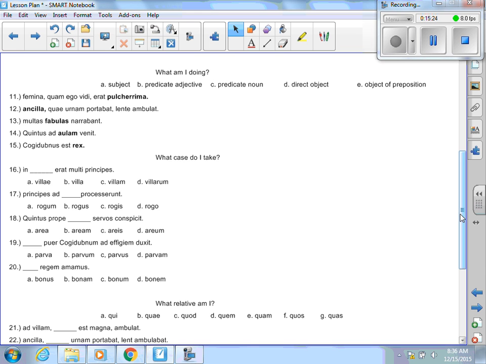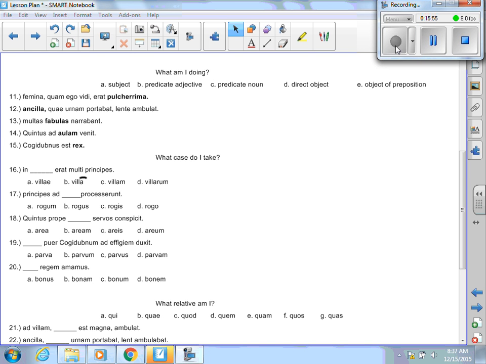What case do I take? This all has to do with how the word is being used in the sentence. In number 16, I need an object of a preposition. So you'll have to forgive me for not putting the macrons over the A's. I forgot. So in can take the accusative villam, or it can take the ablative villa. Scratch out villae and scratch out villarum immediately. It's either B or C.